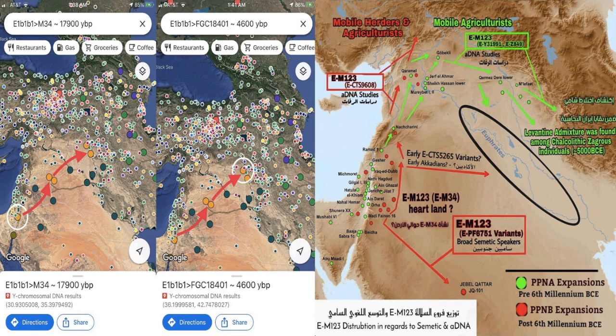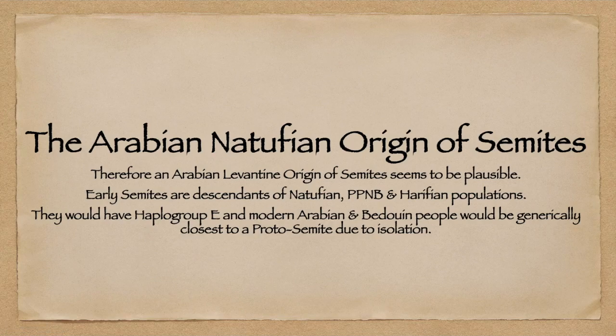And of course, that video fits perfectly with the spread of haplogroup E, the oldest samples of haplogroup E being seen in the Levant and expanding from the Levant into Mesopotamia, much like how Proto-Semitic populations were expanding from the Levant into Mesopotamia and Arabia. So it all starts to fit perfectly. Therefore, an Arabian Levantine origin of Semites seems to be plausible.